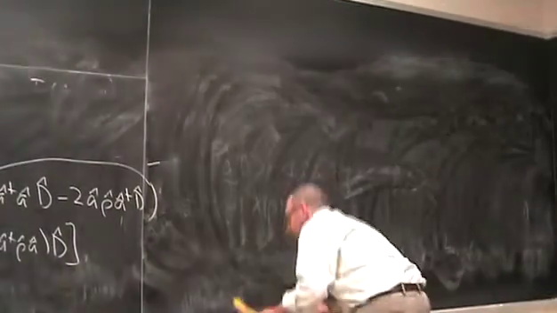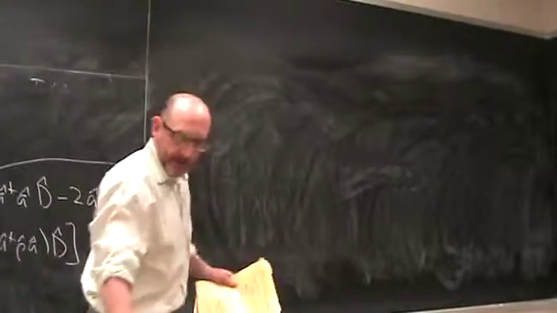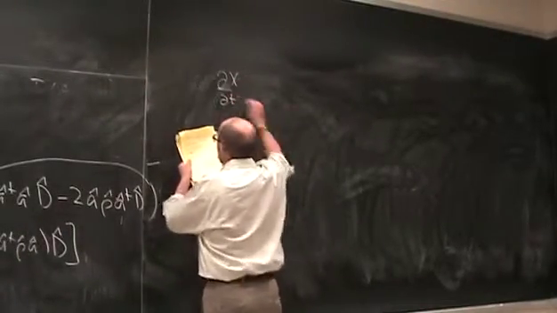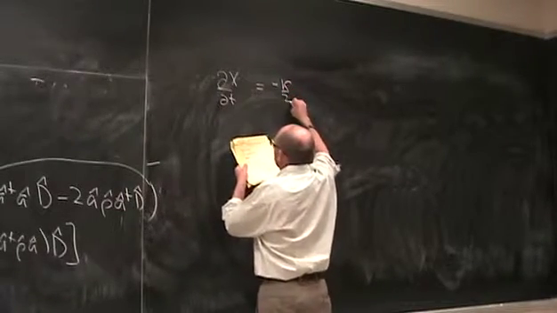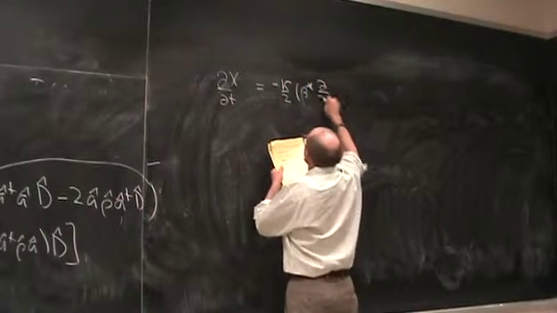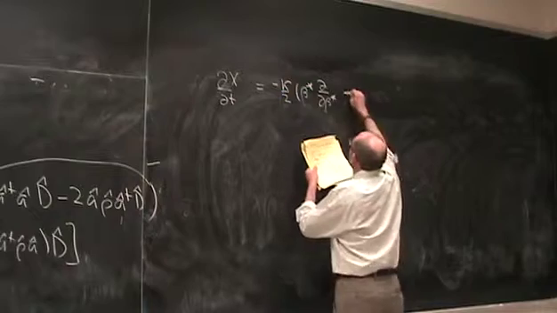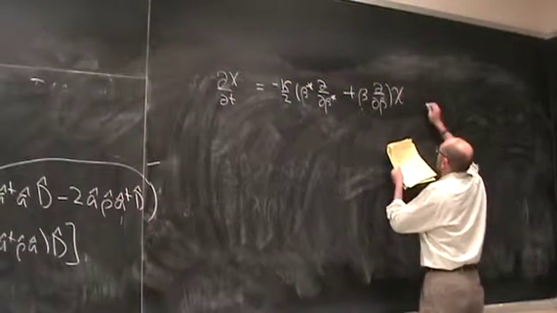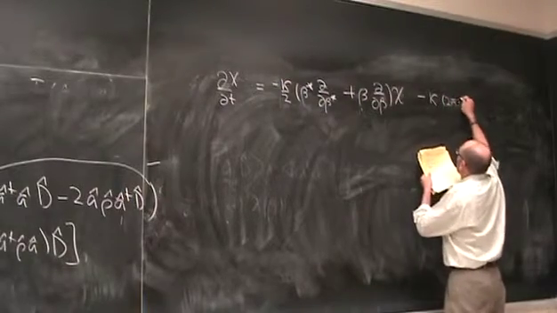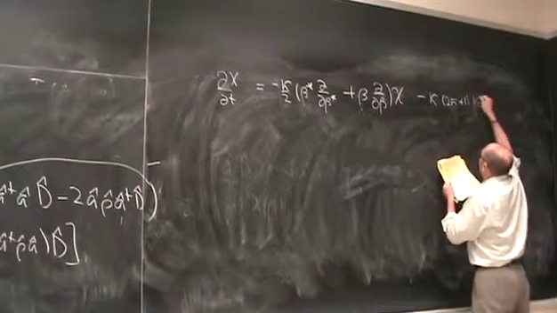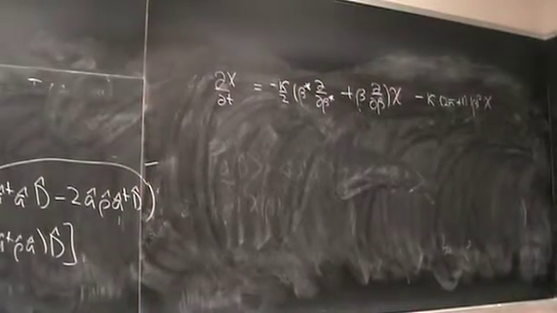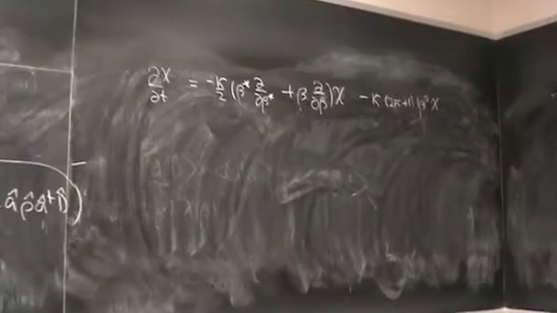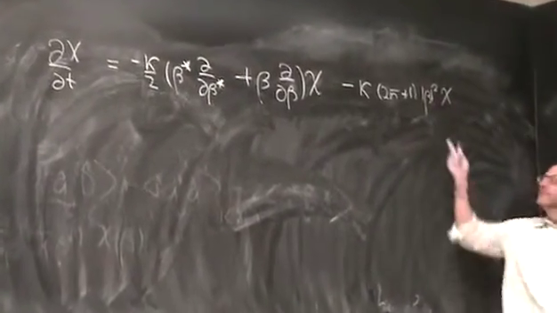So what you find is that the time evolution of the characteristic function is equal to minus kappa over 2 times beta star d by d beta star plus beta d by d beta on the characteristic function, minus kappa over 2 times (2 n bar plus 1) beta squared on the characteristic function. That just comes from commuting everything through so that you can write everything ultimately as derivatives. This is what's left over.